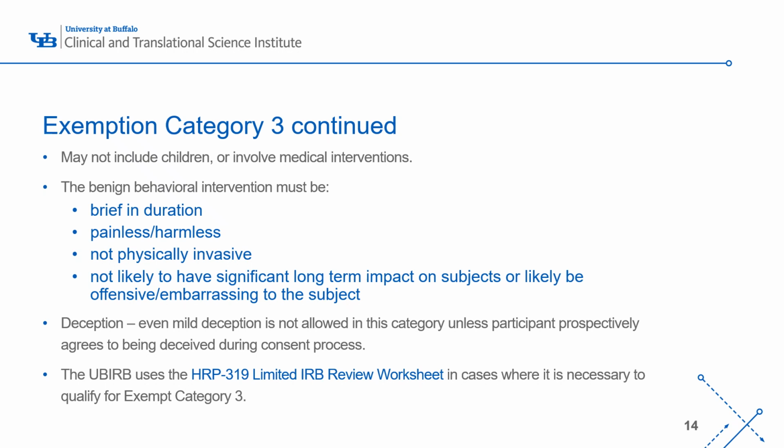Similar to exempt category 2, the HRP 319 limited review worksheet is used for exempt category 3 in cases where it is necessary.